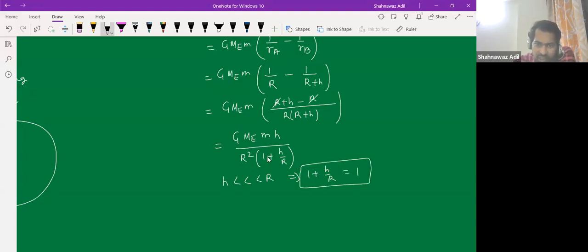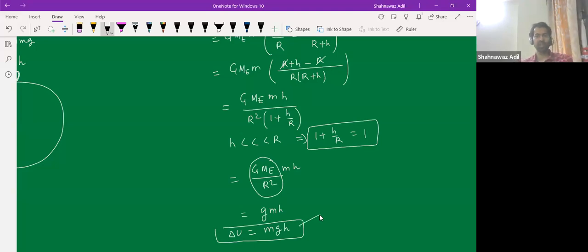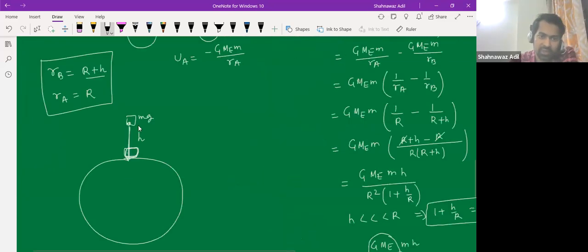Okay, then this would become 1 and you will get GM by R square and M and H. What is this value? What is G? So this is G, right? And this is M. So that is when you get MGH, right?